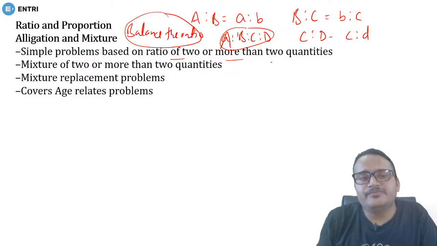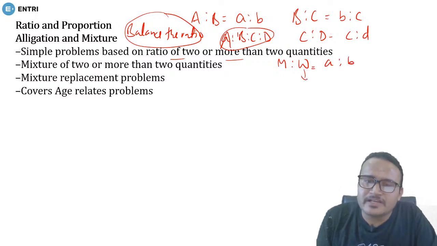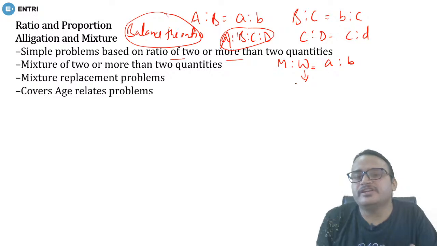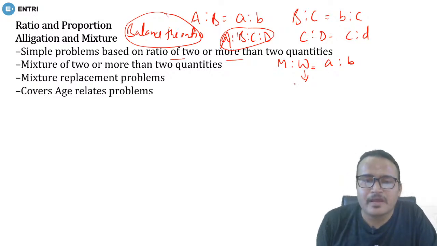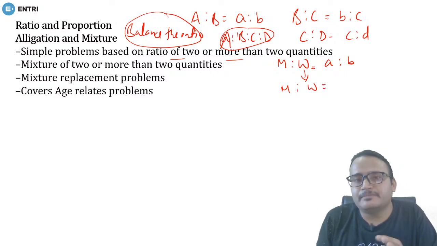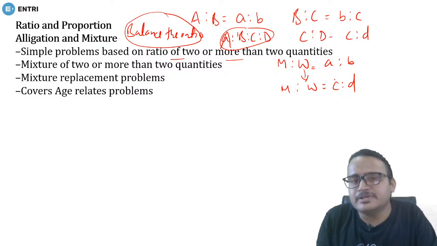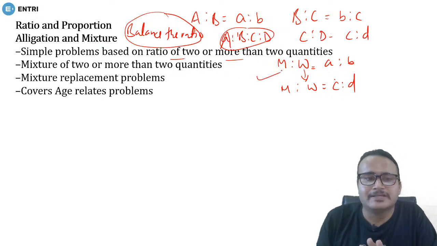Like if there is a mixture of milk and water in a certain ratio, and some mixture is removed, then the water is the same and some milk is added to it. So in that mixture, the milk and water ratio becomes C ratio D. Okay, so what is the quantity of milk that has been added to the mixture? This type of question you may have in the examination.